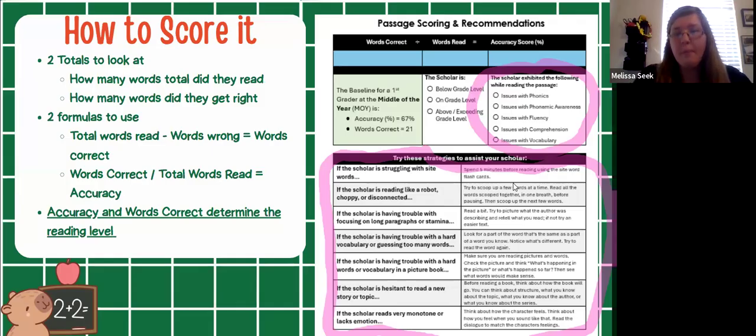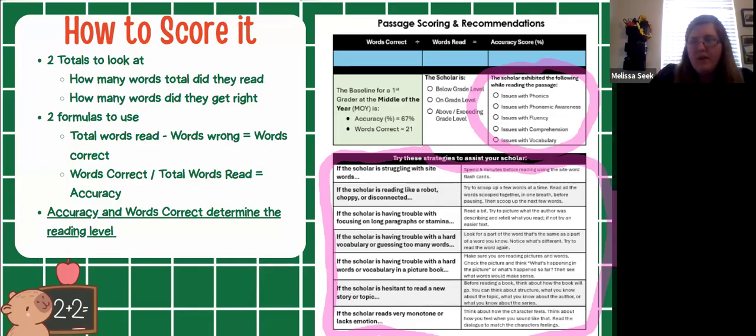If they're reading like a robot or they're choppy or disconnected, you can try to scoop up a few words at a time, reading all the scoop words together in one breath before pausing, and then doing that with your next words. All of these are things that you can actively do with your scholars before moving on to your reading. Does that make sense?